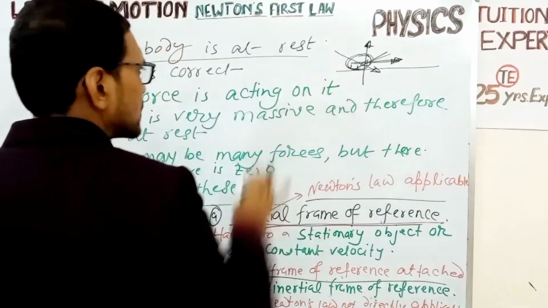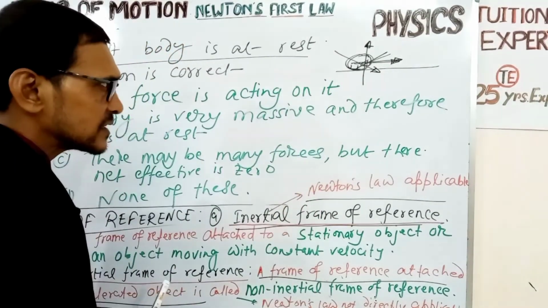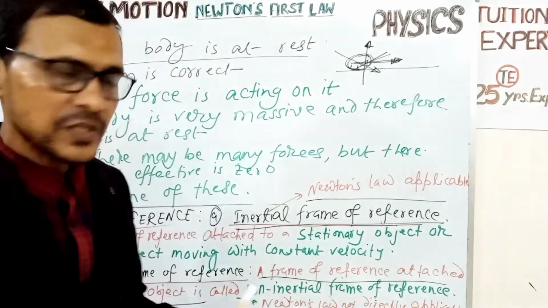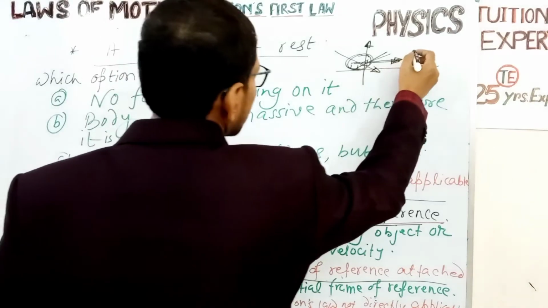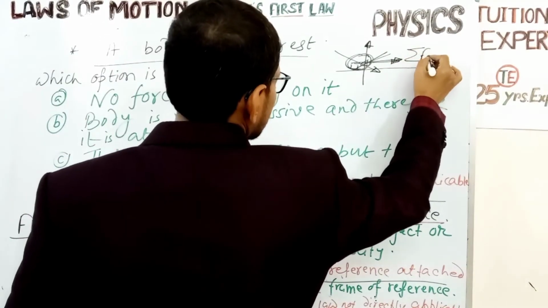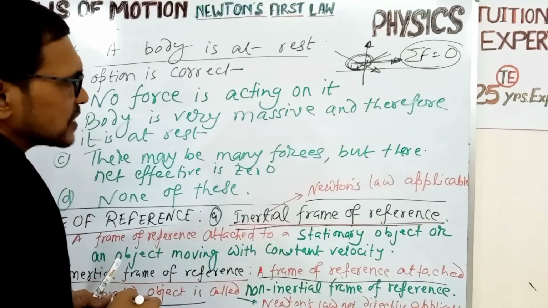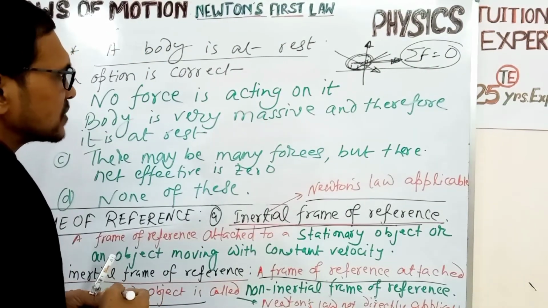The condition is that not a single force acts, many forces may act, but if the resultant of all the forces is 0, then Newton's first law is applicable. The summation of all forces, ΣF, is 0. This is called equilibrium of the body: the resultant of all the forces acting on it is 0.